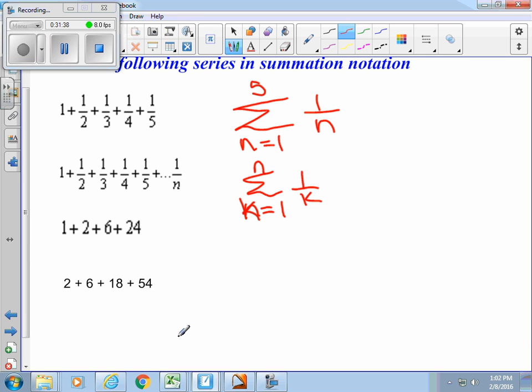All right, let's see. What are we doing on the next one? So we're doing 1 times 2 times 3 times 4. I agree. How are we going to write that? I'll give you a minute because this is where they get tough.